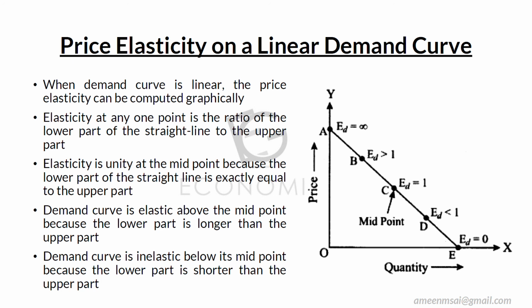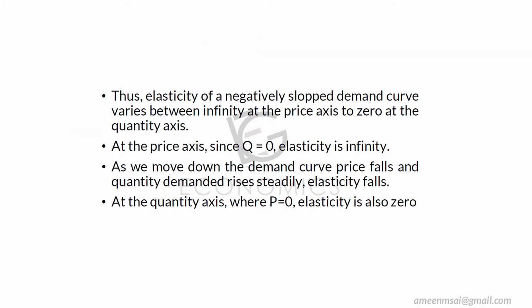ഇനി രണ്ട് extreme points. Just consider the two extreme points, the point A and point E. At point E, of course, the demand will be inelastic. That is, demand elasticity is equal to 0. And at point A, the demand elasticity is equal to infinity. That is, it is perfectly elastic. And at point E, it is perfectly inelastic. Thus, elasticity of a negatively sloped demand curve varies between infinity at the price axis to 0 at the quantity axis. The same point that we discussed at present.